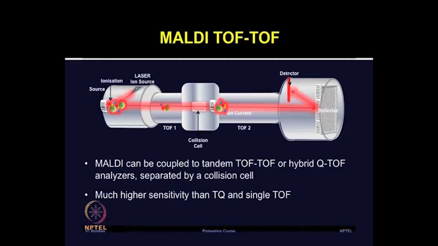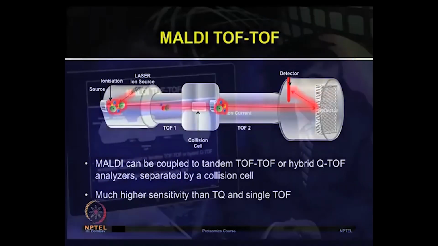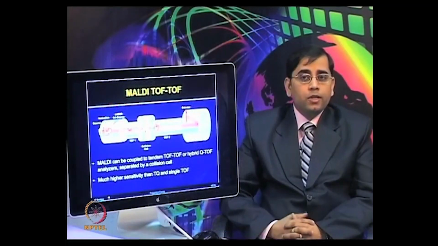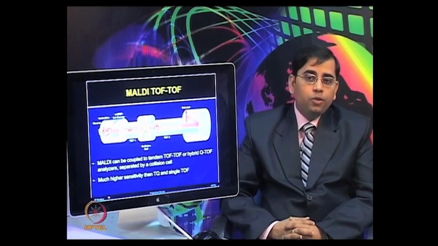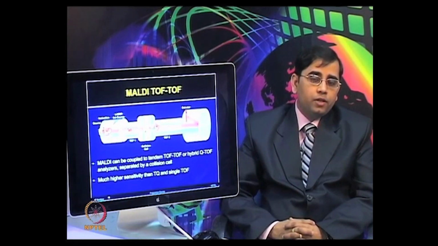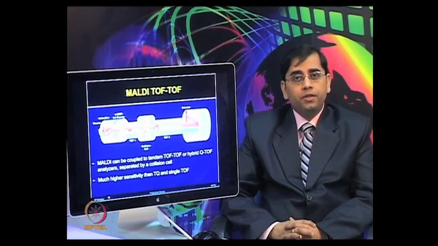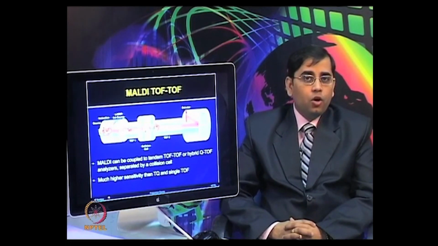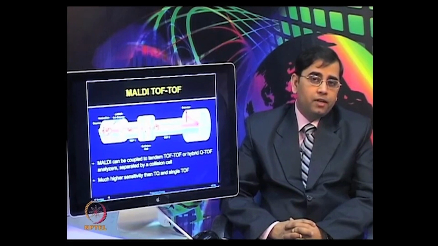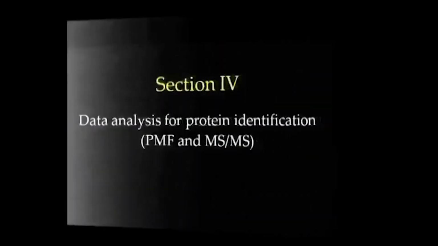Now, these hybrid configurations are more sensitive than the triple quad and the single time of flight. So, the combination of TOF-TOF allows protein identification through peptide mass fingerprinting, and high throughput analysis of the protein or proteome is possible with the hybrid TOF analyzers.